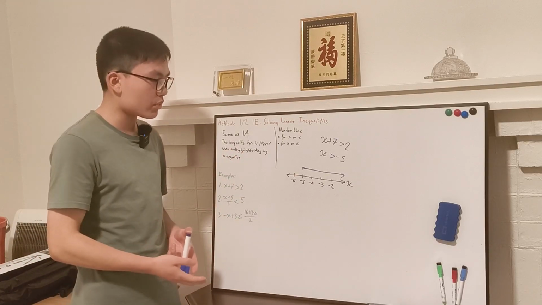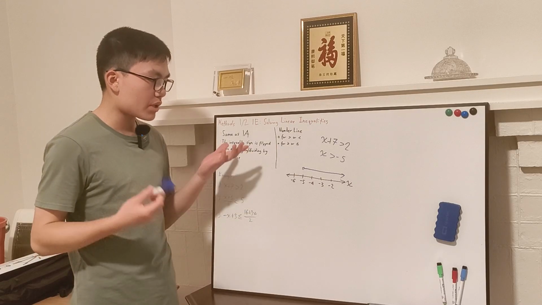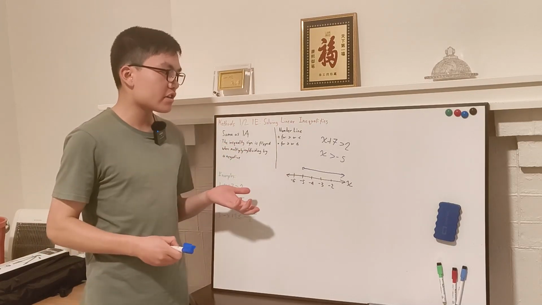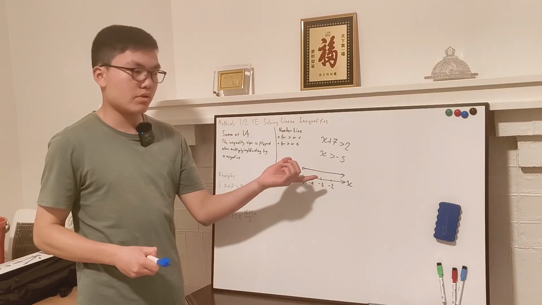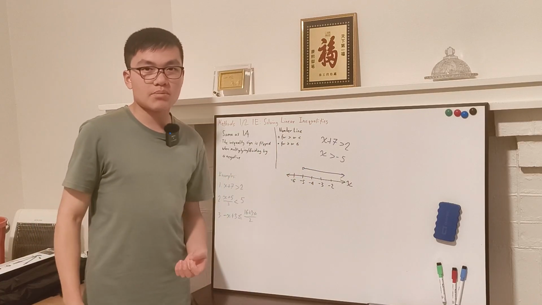So it's not too bad when we factor in what we need to draw and what we need to label on the number line. And the solving of the inequality part is pretty much the same as chapter 1A.